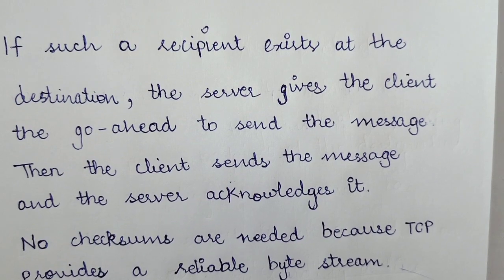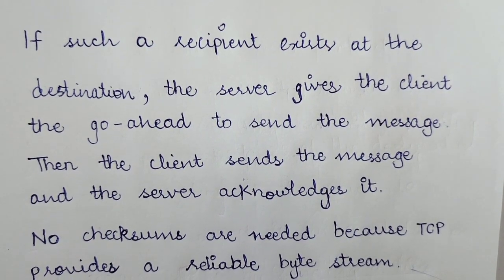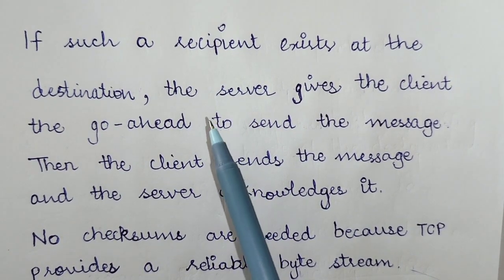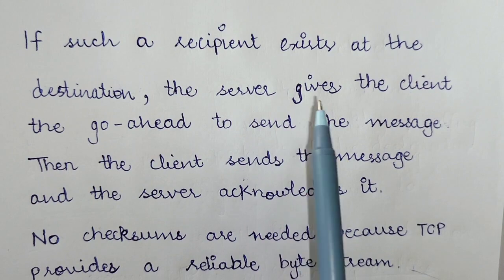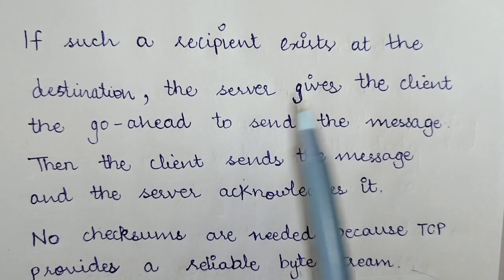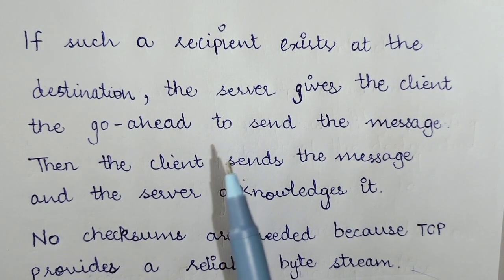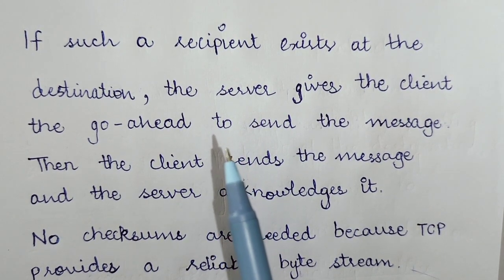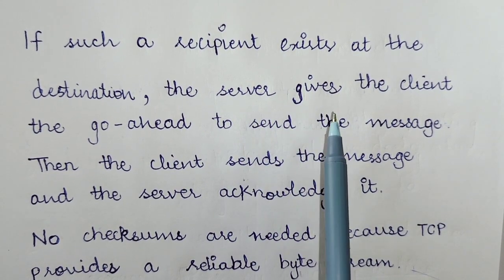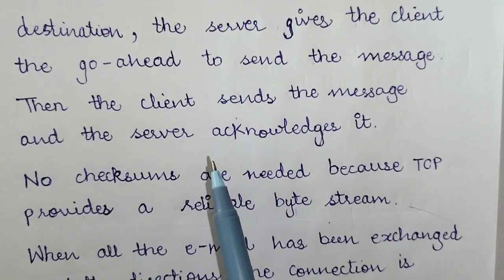If such a recipient exists at the destination, since the client has told whom the message is intended for and who it is coming from, the server gives the client the go ahead to send the message. So first of all, such a recipient must exist. If such a recipient exists to whom the client wishes to send the message, then the server will give it a go ahead. It will say: go ahead and send the message.